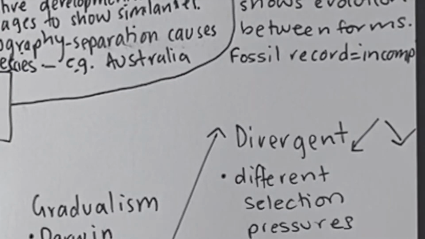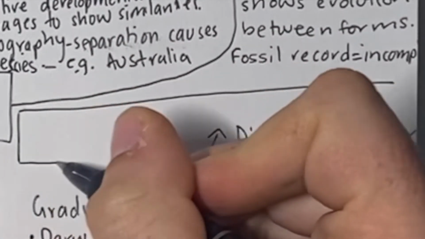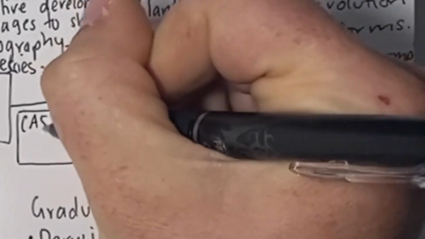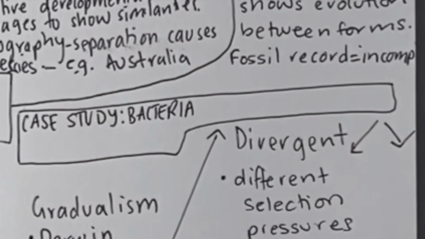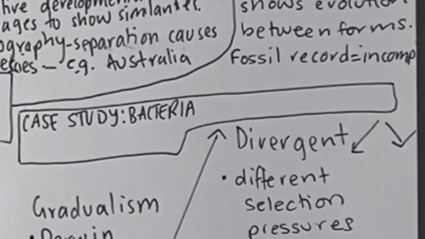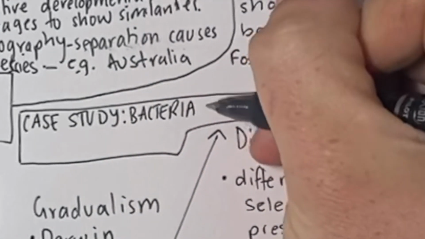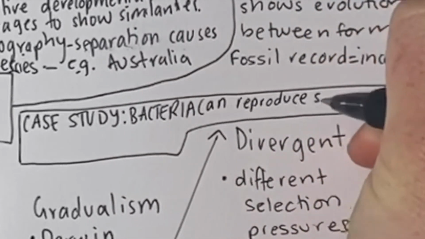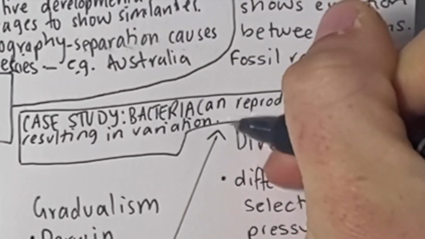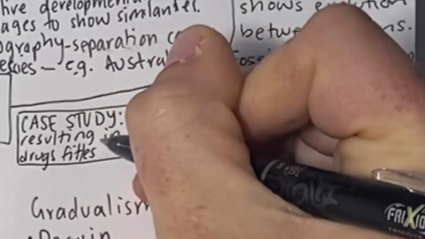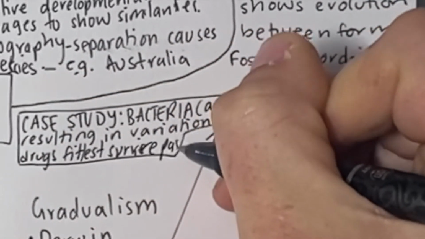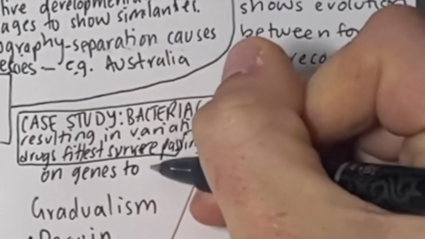Next, we looked at some examples of modern evolutionary change. We looked again at the cane toad case study and how they've changed Australia. But the new case study that we introduced at this point was antibiotic-resistant bacteria, and how natural selection resulted in it. As we know, bacteria can reproduce asexually, but they can also reproduce sexually, and that results in variation in the species. When exposed to drugs, the fittest are able to pass their genes on to their offspring, and that means the population over time becomes drug resistant.